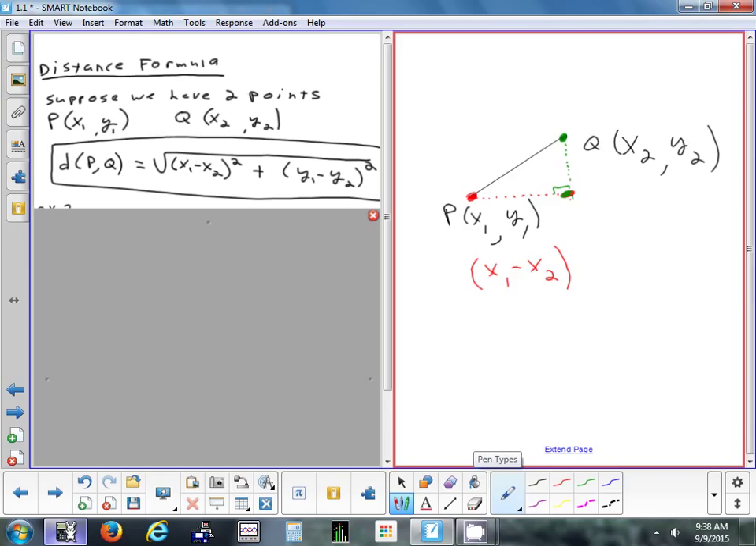This bottom point is at y1. The top point is at y2. If you want to know how far apart they are, just subtract them: y1 minus y2. Okay, so now we know the length of the side in red. We know the length of the side in green. We can use the Pythagorean theorem to find what's really the hypotenuse. That's all we're really doing.